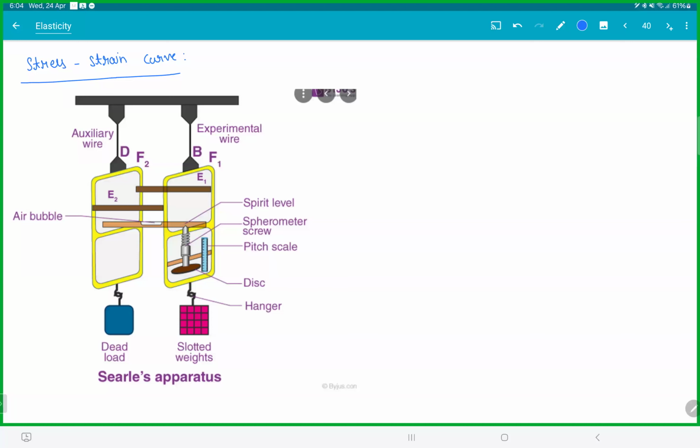So I'll draw a simplified version of this. The idea is this. On one side, you have a weight m. This is a dead weight, meaning the value doesn't change. This is a constant weight. So this is just to keep the string straight. On the other side, you take the wire which you're going to use. So this is the wire with which you're going to measure the Young's modulus.